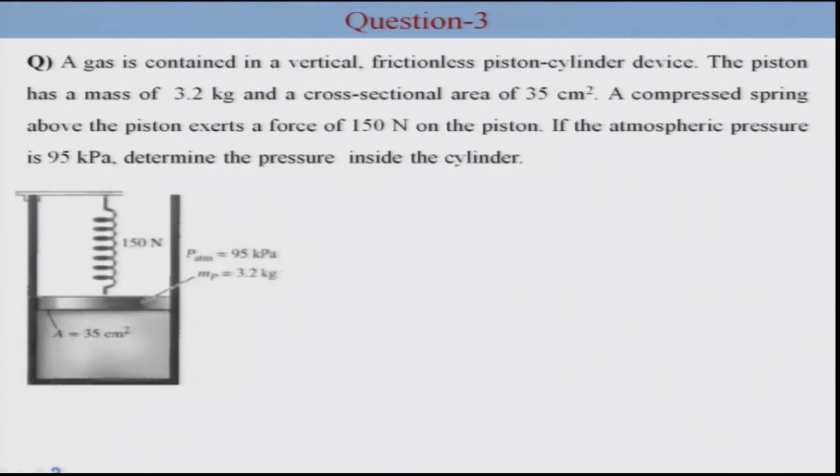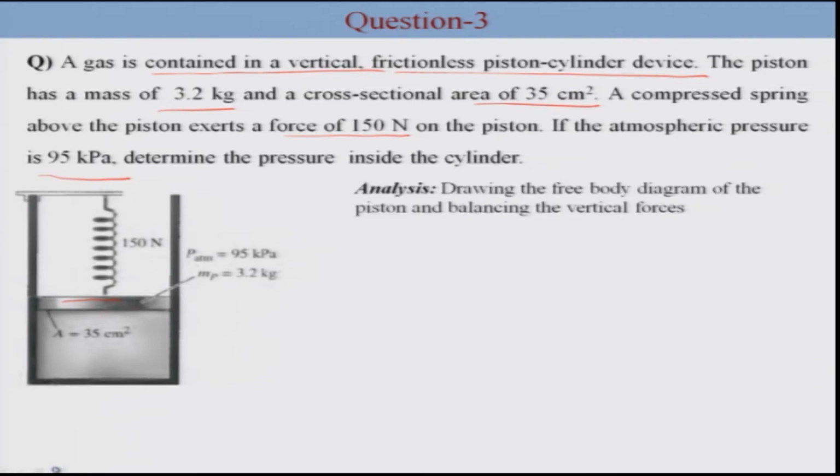In this question, a gas is contained in a vertical frictionless piston cylinder device. The mass of this piston is 3.2 kg and the cross sectional area is 35 centimeter square. A compressed spring above the piston exerts a force of 150 Newton on the piston. If the atmospheric pressure is 95 kilopascal, determine the pressure inside the cylinder.